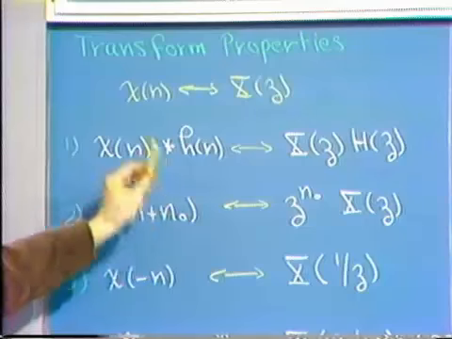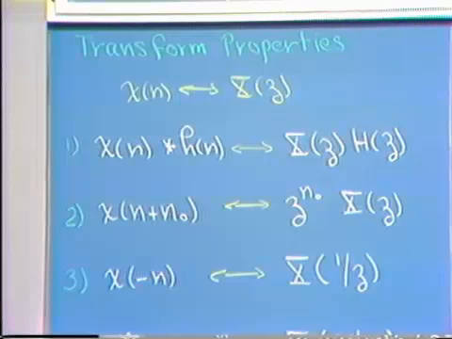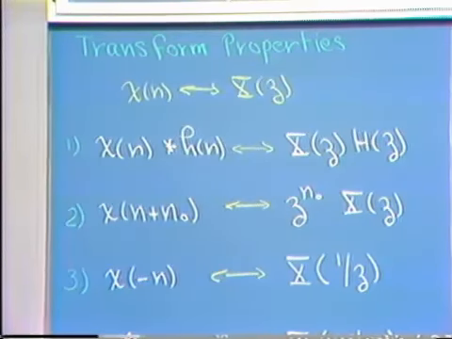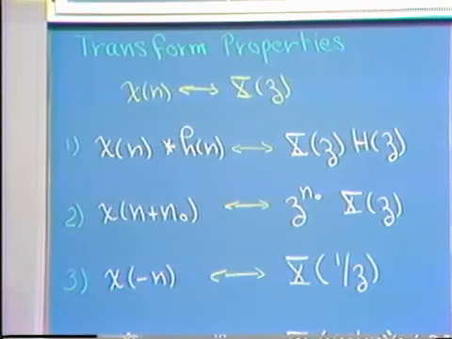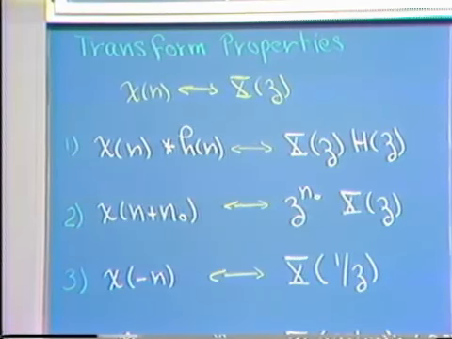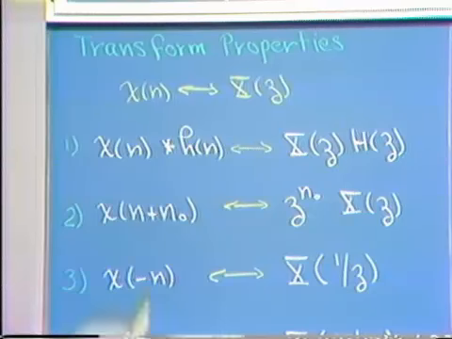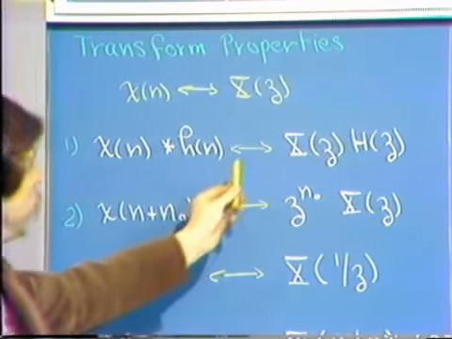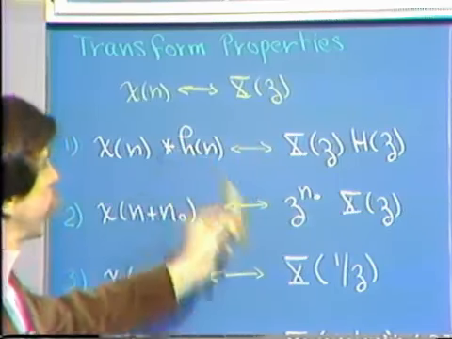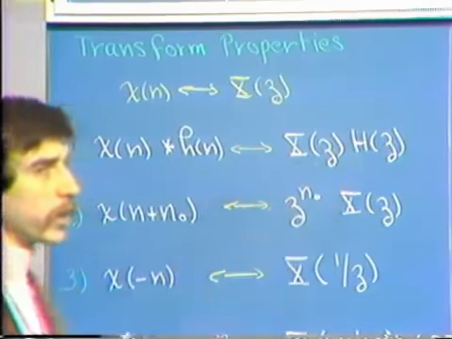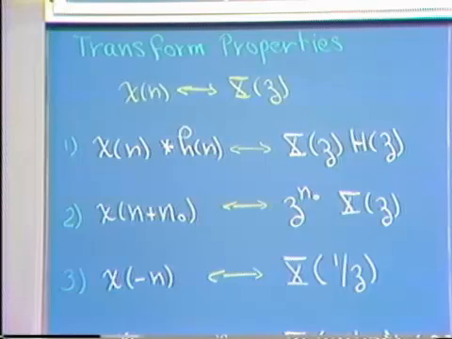Well, let's see. We're talking about a sequence x of n with a z transform X of z. One of the properties that we've taken advantage of already throughout the entire discussion of the z transform is the fact that the z transform maps convolution to multiplication. If I have the convolution of two sequences, then the resulting z transform is the product of the z transforms.